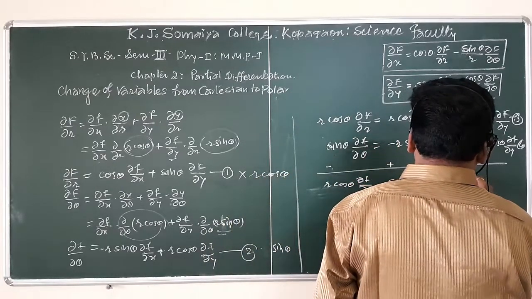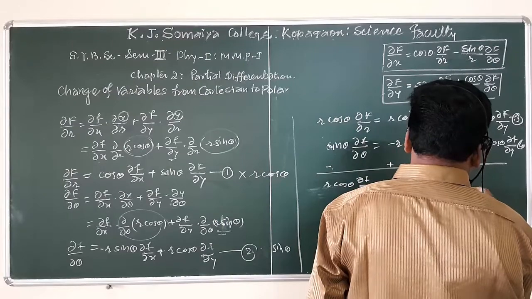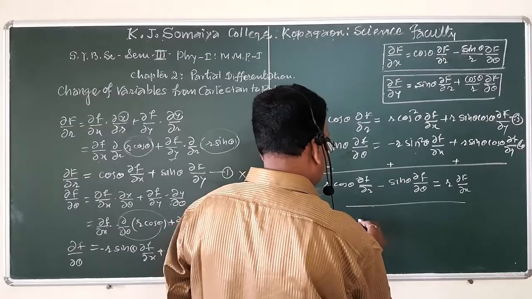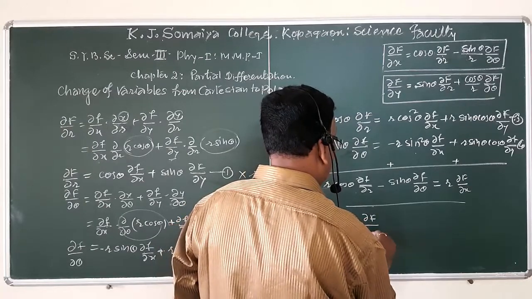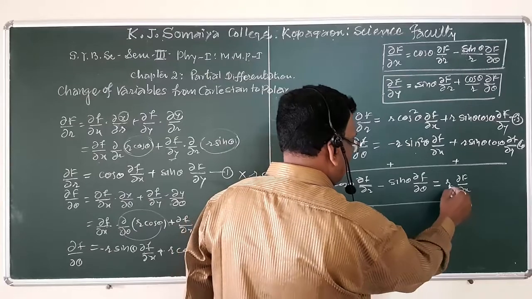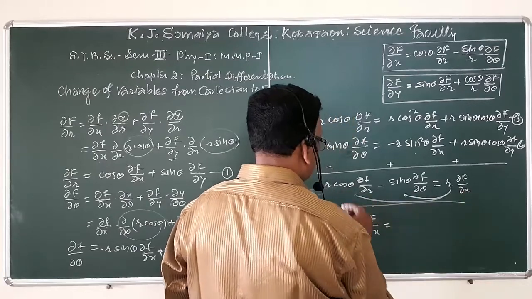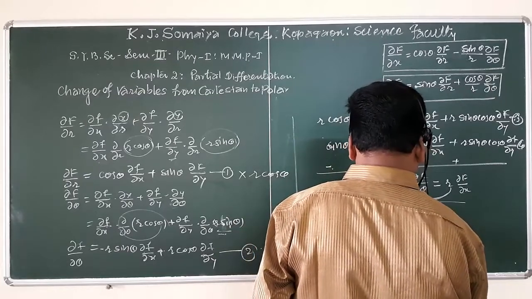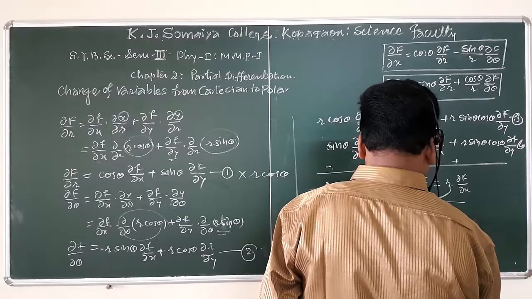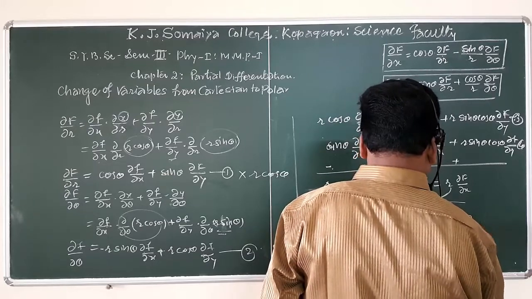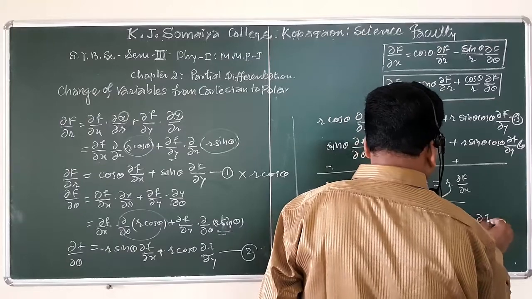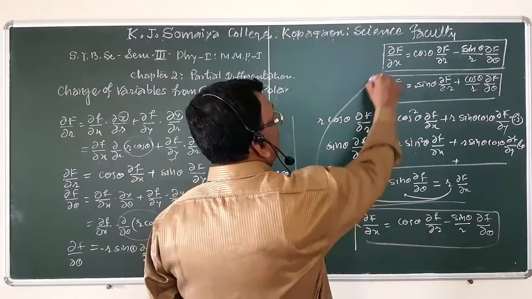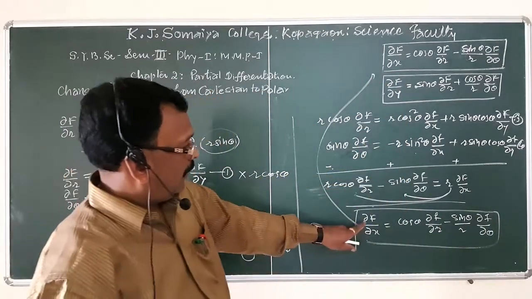Therefore only r, and the remaining term, this is common, ∂f/∂x. From this equation we may write ∂f/∂x equal to, taking this r to this side, cos θ ∂f/∂r minus sin θ upon r ∂f/∂θ. In this way, the first equation, that is this one, ∂f/∂x, is obtained.